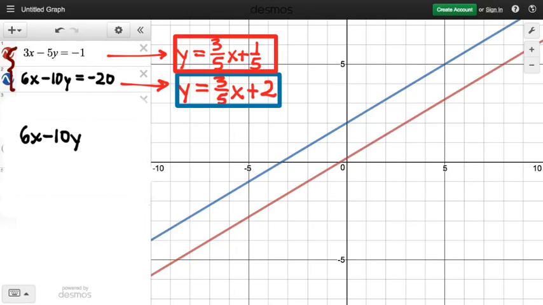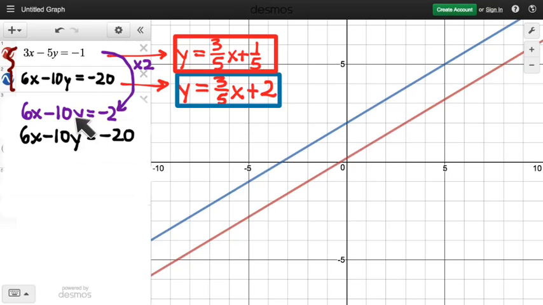Let's find a common coefficient that we can bring both of these equations into, between -5, the coefficient of the first equation, and -10, or let's just say 5 and 10. What's a common multiple of 5 and 10 that I can use as the coefficient for y? How about 10? In order to get this first equation to have a coefficient of 10 on the y, what should I do with it? Multiply it by 2. If I multiply it by 2, I'm going to get 6x minus 10y equals -2. So now I have equal coefficients on my y's.